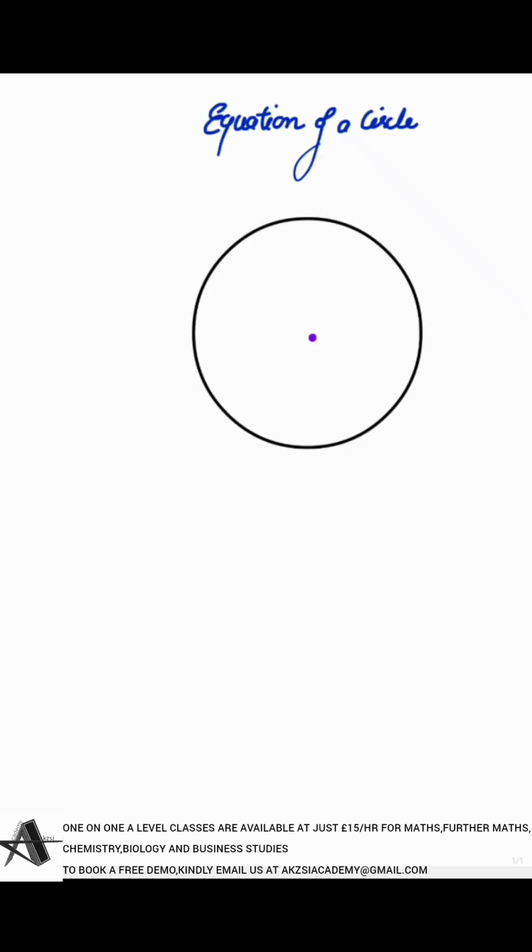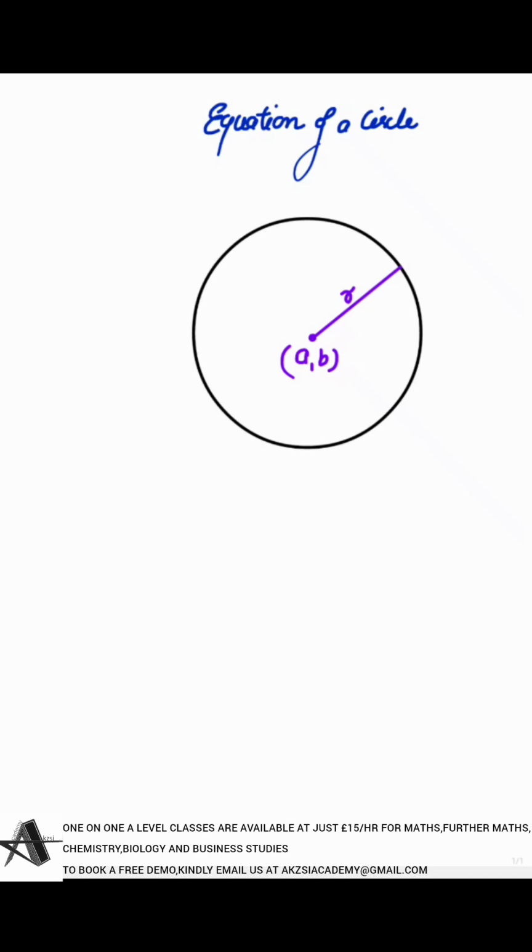Now, to define the equation of a circle, two parameters are very important. The first is the center. Let's say (a, b) is the center. And second is its radius. Radius is basically the distance between the center and any point on the circle. So this is the radius. And why are these two parameters important? Because the definition of a circle itself involves the radius and the center.